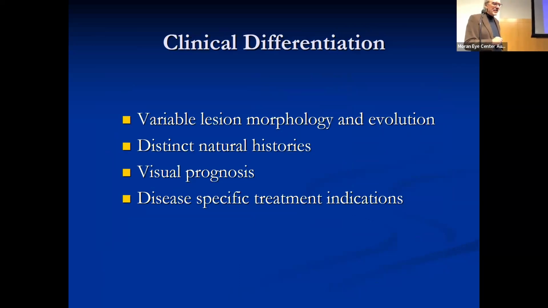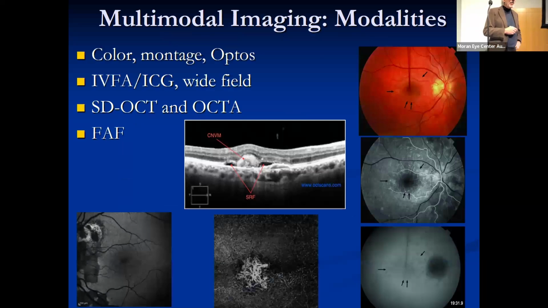Each of these entities has variable lesion morphology and evolution, which will be described in some of the examples that are presented, with distinct natural histories, different visual prognoses, and different disease-specific treatment indications, some requiring immunomodulation very early in the disease, and some of which may be observed. Multimodal imaging, such as color, IVFA and ICG, OCT and OCTA, and fluorescein and autofluorescence are essential in the evaluation and diagnosis of these. Here are a couple of examples.